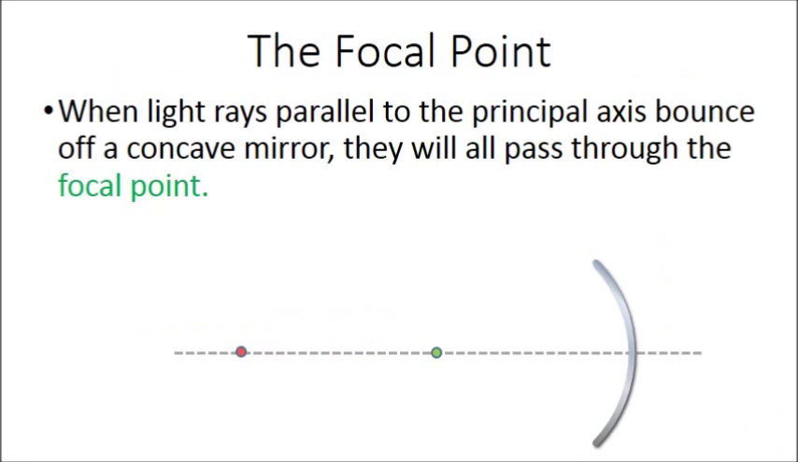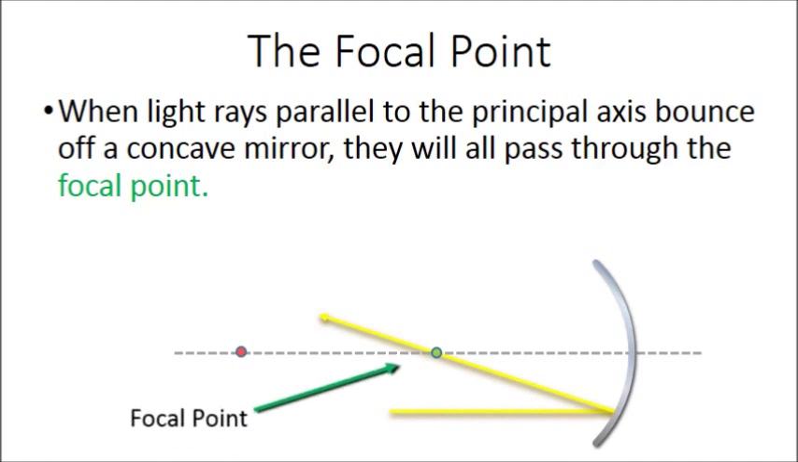So when light rays parallel to the principal axis bounce off a concave mirror, they will all pass through the focal point. The principal axis is basically the normal, in this case the dotted line there. So if a light ray comes in parallel to that, it's going to bounce off the mirror and go right through the focal point, which is, in this case, that green dot right there.